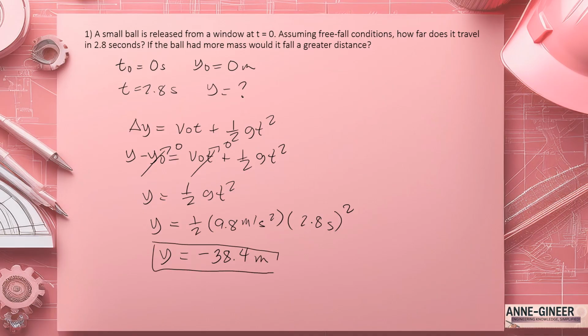For the next question, if the ball had more mass, would it fall a greater distance? Free fall acceleration is independent of mass. So the distance fallen by a more massive object would be the same.